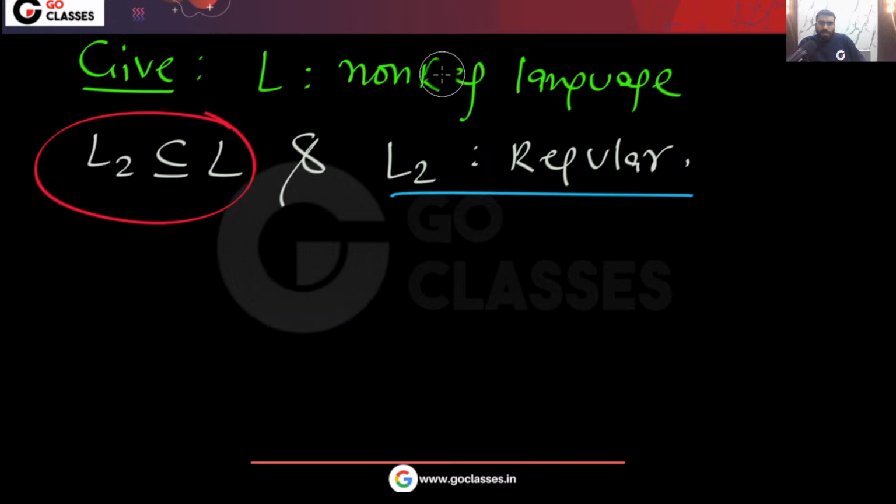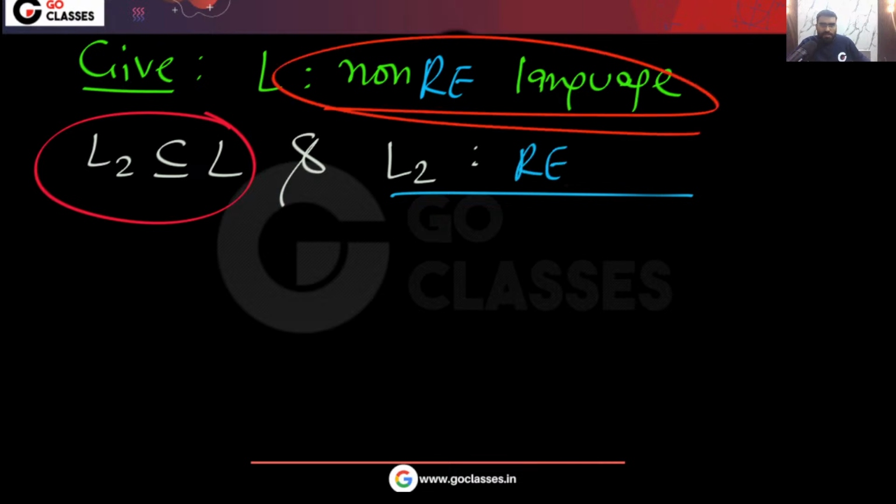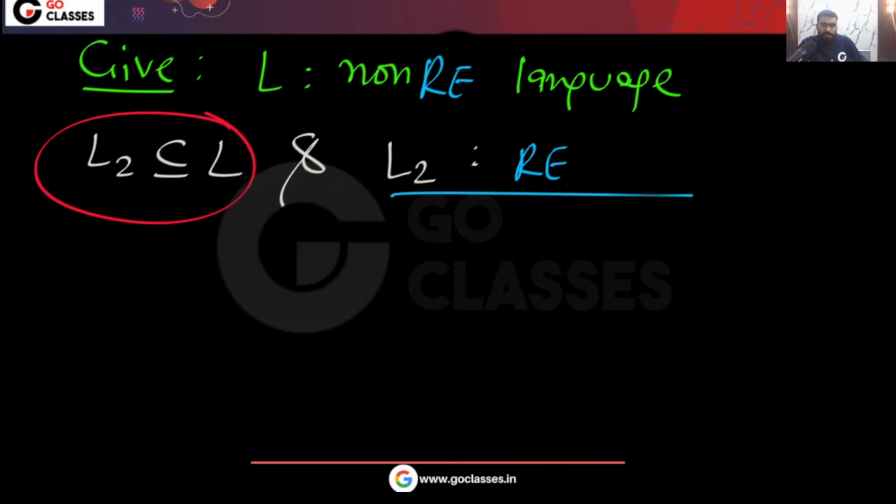So very simple. Now give me L which is not RE, and give me a subset which is RE. Give me a language which is not an RE language, but its subset, L2, also you give me, which is RE.